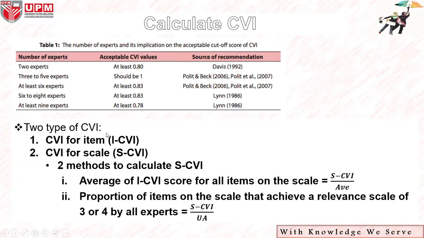To calculate the content validity index, there are two types. First, the content validity index for item, which is I-CVI, item content validity index. The second is the content validity index for scale, which is S-CVI, scale content validity index. There are two methods to calculate S-CVI. First, we get the average of the I-CVI scores for all items on the scale, which is S-CVI divided by average I-CVI. Second, the proportion of items on the scale that achieve a relevance rating of 3 or 4 by experts. The calculation is here.